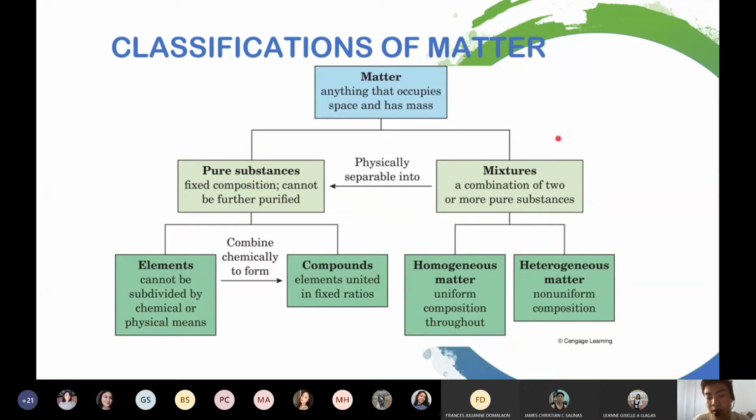For mixtures, on the other hand, this is a combination of two or more pure substances. A good example of this would be your alcohol. This ethyl alcohol here, let me look for the percent. Okay, so this is 70% alcohol. What it means is that 70% of the substances in here is ethanol. The ethanol is the alcohol. How about the 30%? 30% of which is just water. So this is a mixture. It is composed of water molecules, H2O, and ethanol molecules, C2H6O. So that is its composition.